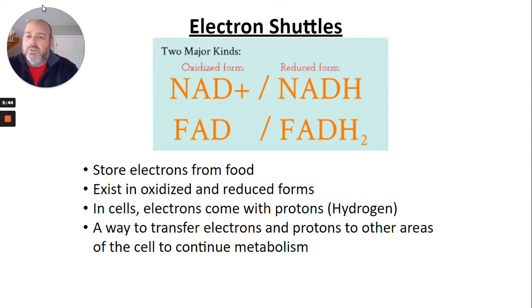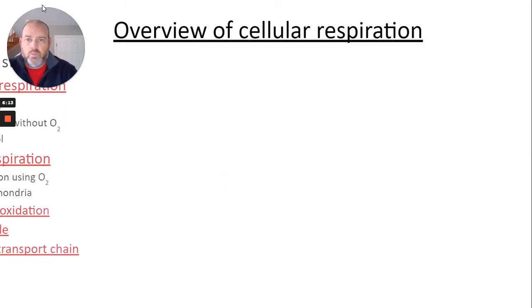These are storing electrons from our food. They exist in both forms. The electrons come with protons, so that's why, if you think about it, hydrogen has one proton, one electron, and that's how you can follow it: if the hydrogen moves, it's taking an electron with it. This is how we're going to move our electrons around the cell into different molecules and to make things happen. So we will see a lot of NADH and FADH as we go.